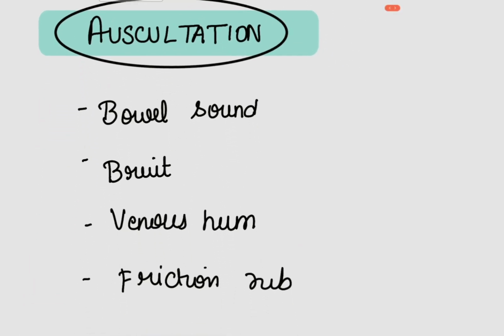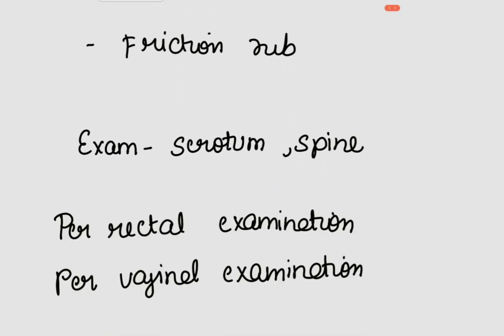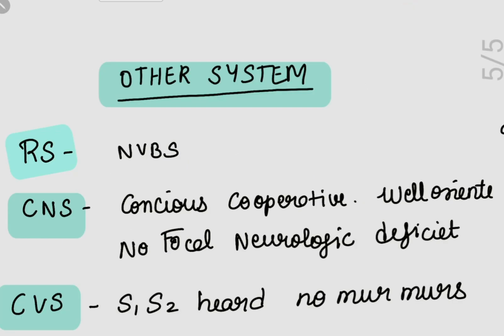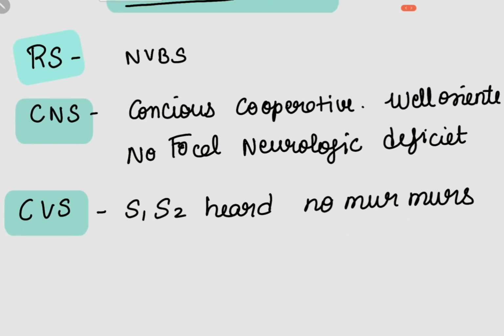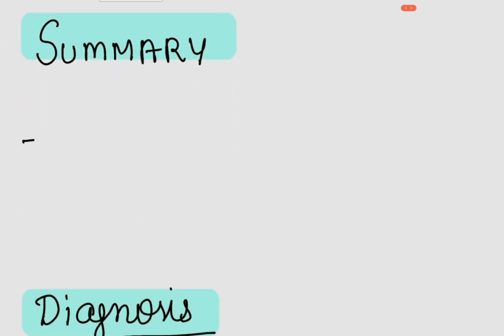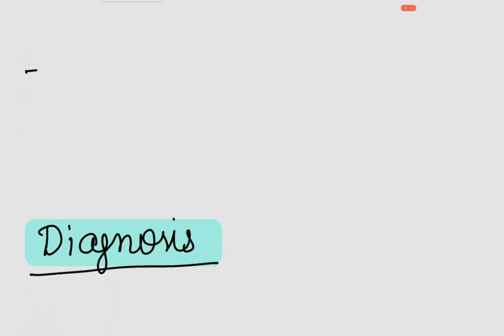Apart from it, we go for auscultation, wherein we listen for bowel sounds, bruit, any venous hum, or any friction rub. Then we examine scrotum, spine, and also do rectal or vaginal examination. We just mention it, we don't actually do it. Then we have other system examination, wherein we mention RS, CNS, and CVS. Most of the times it might be accompanied with some complication in severe cases, but usually no. Summarize the key points and findings, and write your provisional diagnosis.